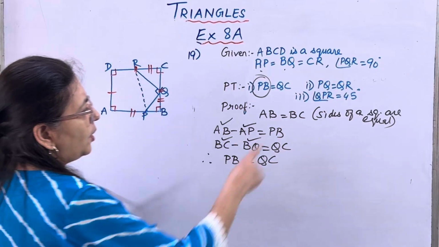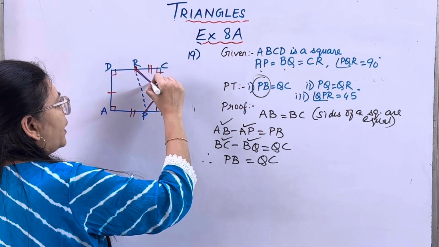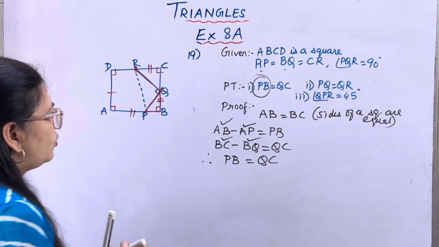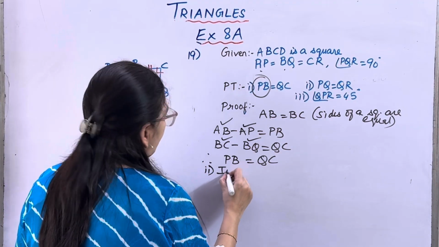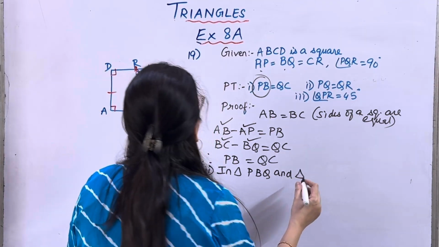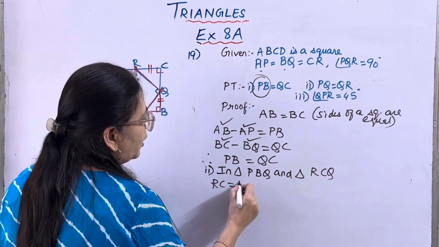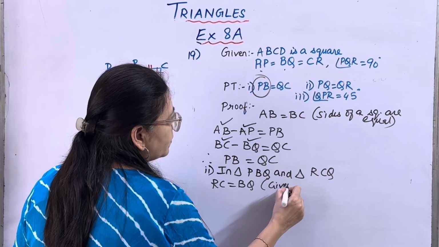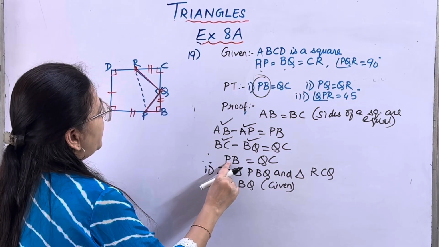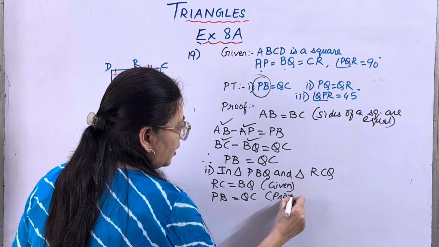The next part is PQ is equal to QR. You have to prove this side is equal to this side. So we can take this triangle and first prove the congruency. So for the second part, in triangle PBQ and triangle RCQ, RC is equal to BQ. This is given in the question. CR is equal to BQ. We have already proved that PB is equal to QC. This we have proved, correct?